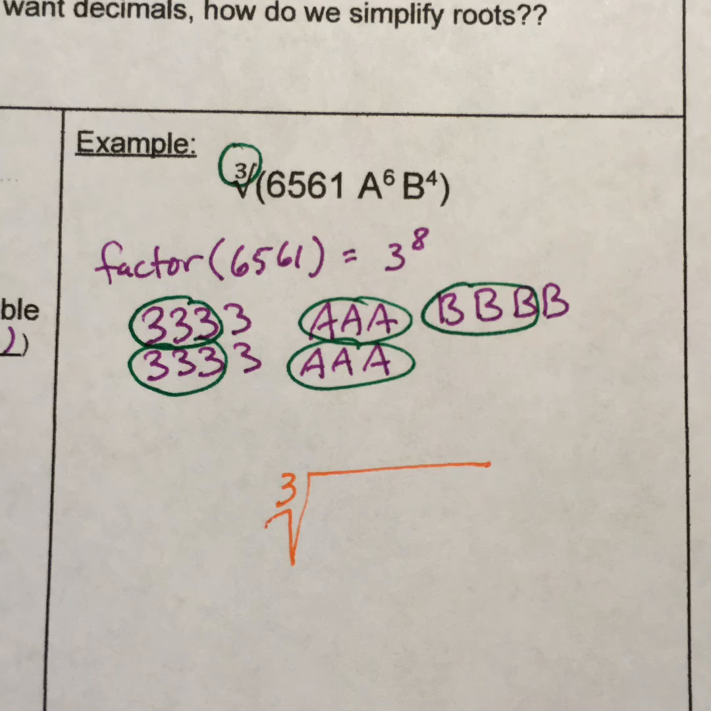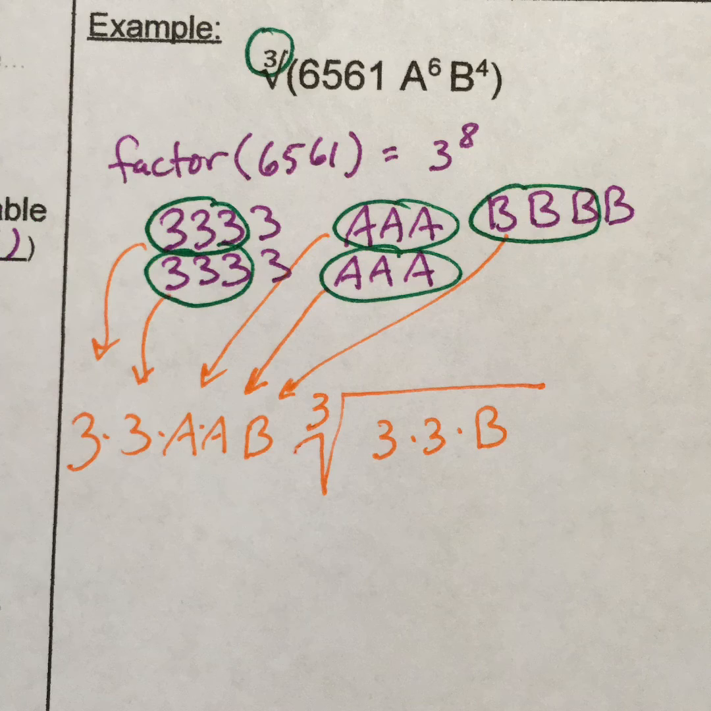So as I start to write my answer in orange, I have started by writing this cube root, again being very clear that this 3 is part of the radical. From here, I'll be writing each of my groups outside, so a 3 and a 3 for each group of 3's, an A and an A for each group of A's, and a single B for my group of B's, while my remaining letters and numbers will be inside. The 2 3's and the B that are not grouped are what will be inside.